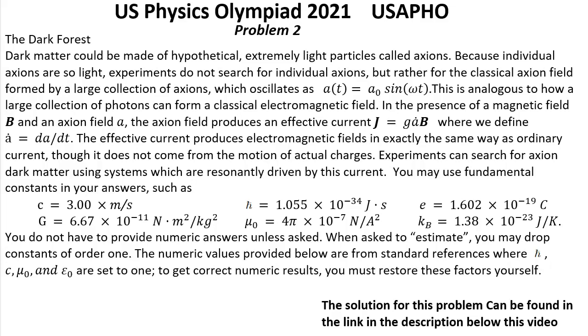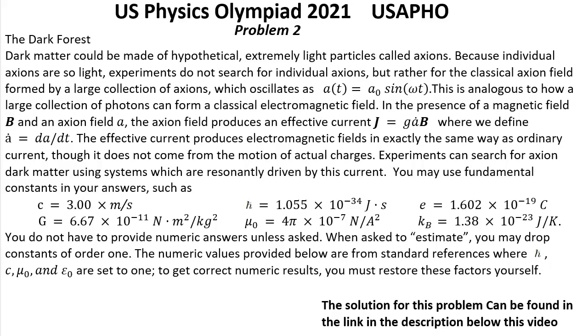US Physics Olympiad, year 2021, USAPhO, final round. Problem 2. The dark forest. Dark matter could be made of hypothetical extremely light particles called axions. Because individual axions are so light, experiments do not search for individual axions, but rather for the classical axion field formed by a large collection of axions, which oscillates as A as a function of t equal to A0 sine omega t. This is analogous to how a large collection of photons can form a classical electromagnetic field.